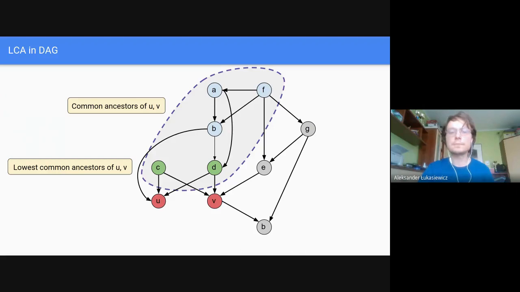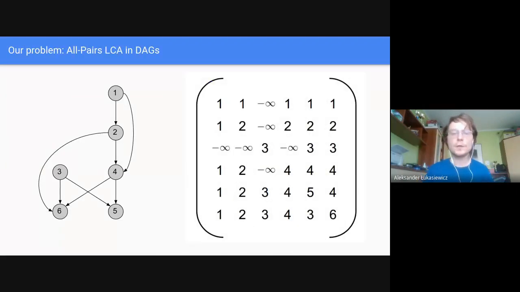So in our problem, we want to compute some lowest common ancestor for every single pair of vertices. And you can see on this slide an example graph and a matrix with lowest common ancestors for every single pair. Notice that, as I mentioned before, it does not need to be symmetric.